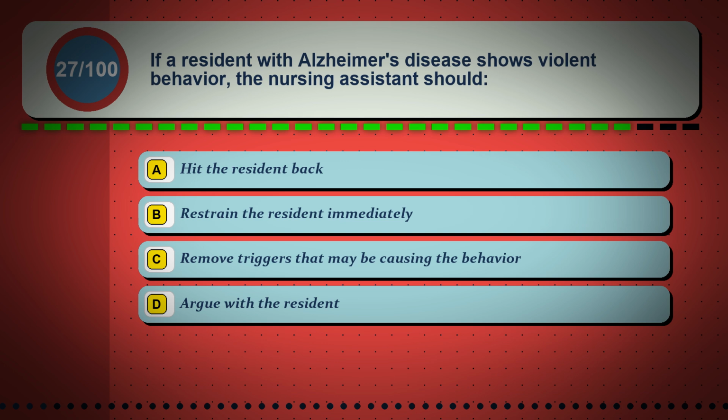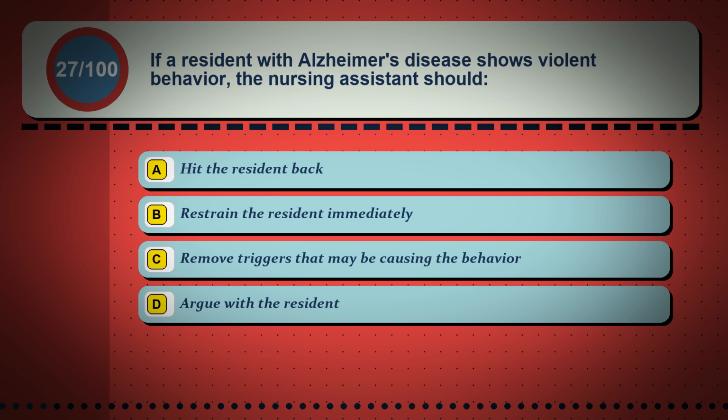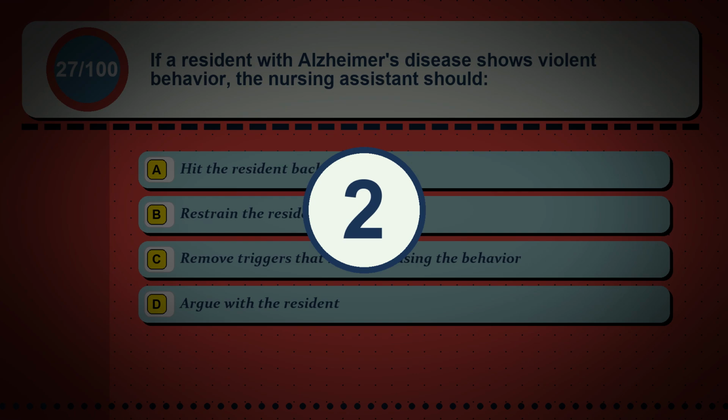Question 27. If a resident with Alzheimer's disease shows violent behavior, the nursing assistant should option A, hit the resident back. Option B, restrain the resident immediately. Option C, remove triggers that may be causing the behavior. Option D, argue with the resident.